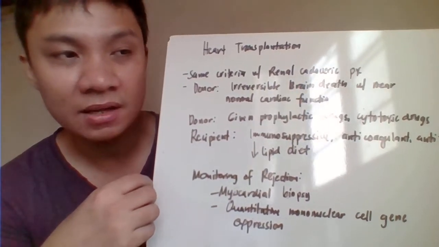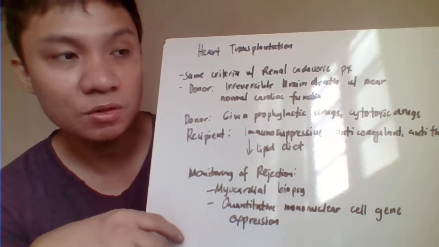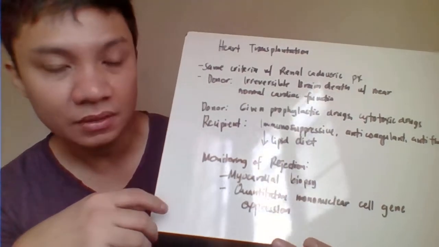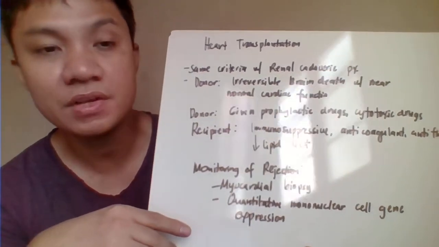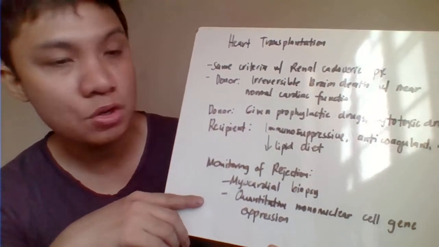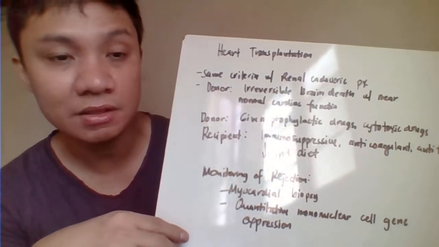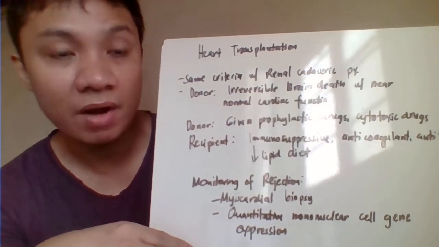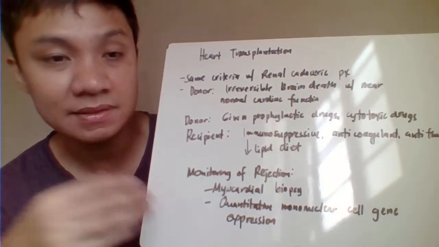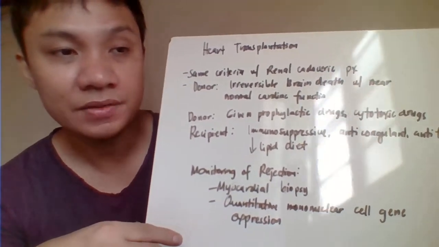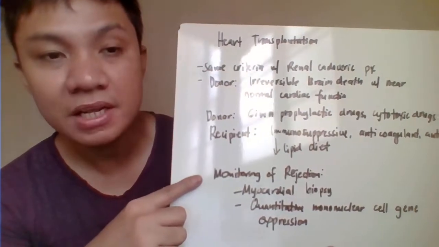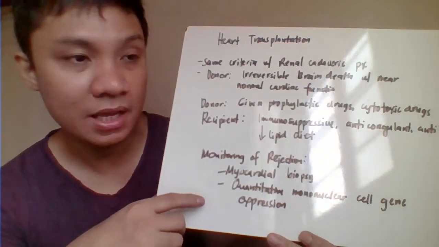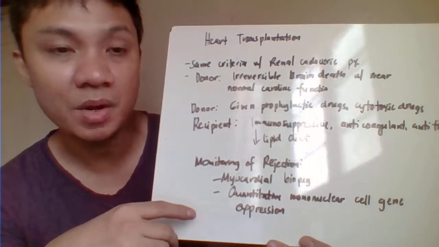Okay, then the donor should eventually also receive the following: should be given cytotoxic drugs, or even prophylactic drugs. On the part of the recipient, should receive also immunosuppressive drugs, to lessen the immunogenicity of transplanted tissue and prevent the rejection process. The recipient also should receive anticoagulant, antithrombotic drugs, and a decreased lipid concentration diet. Okay, to monitor the patients for the rejection process, you could have your myocardial biopsy. You could also have the quantitative determination of the mononuclear cell gene expression in the blood of the patient.